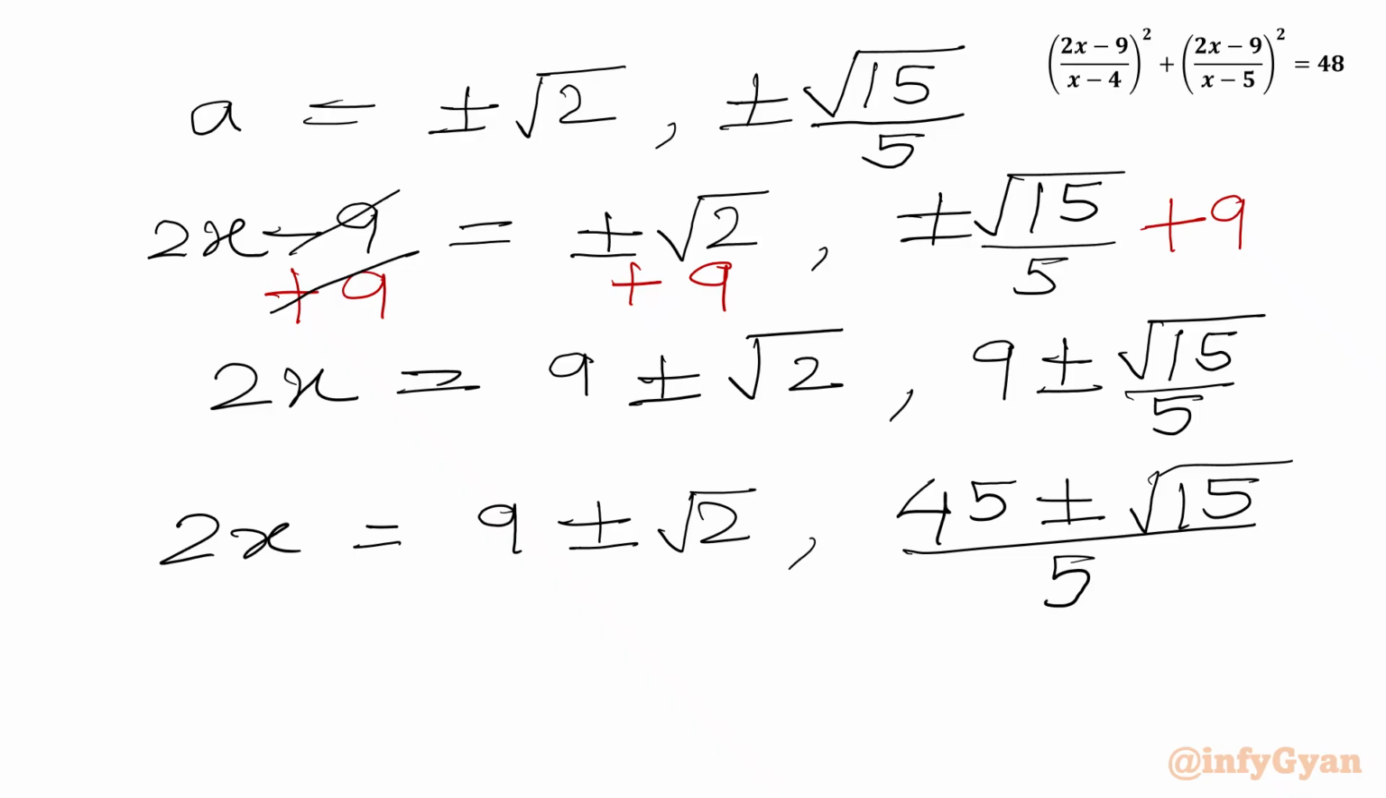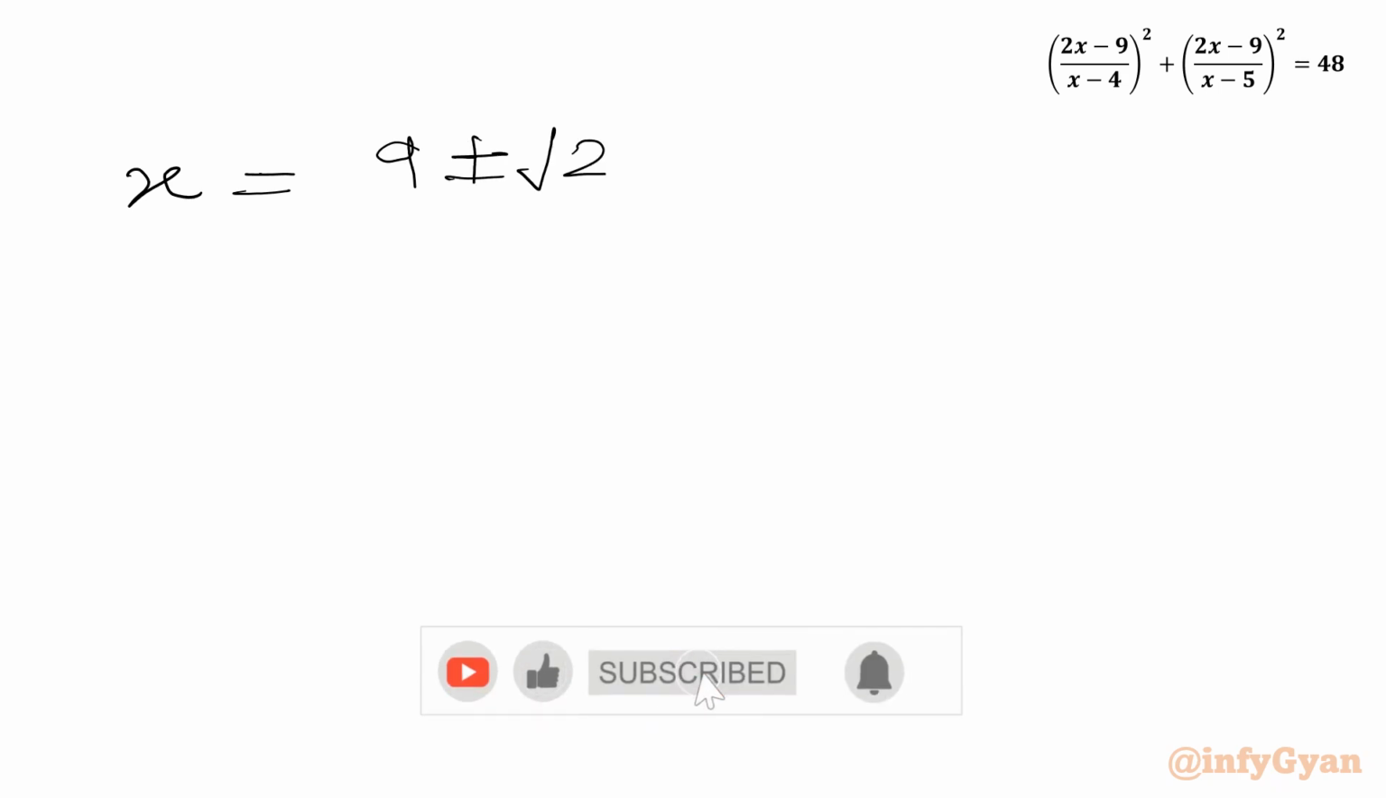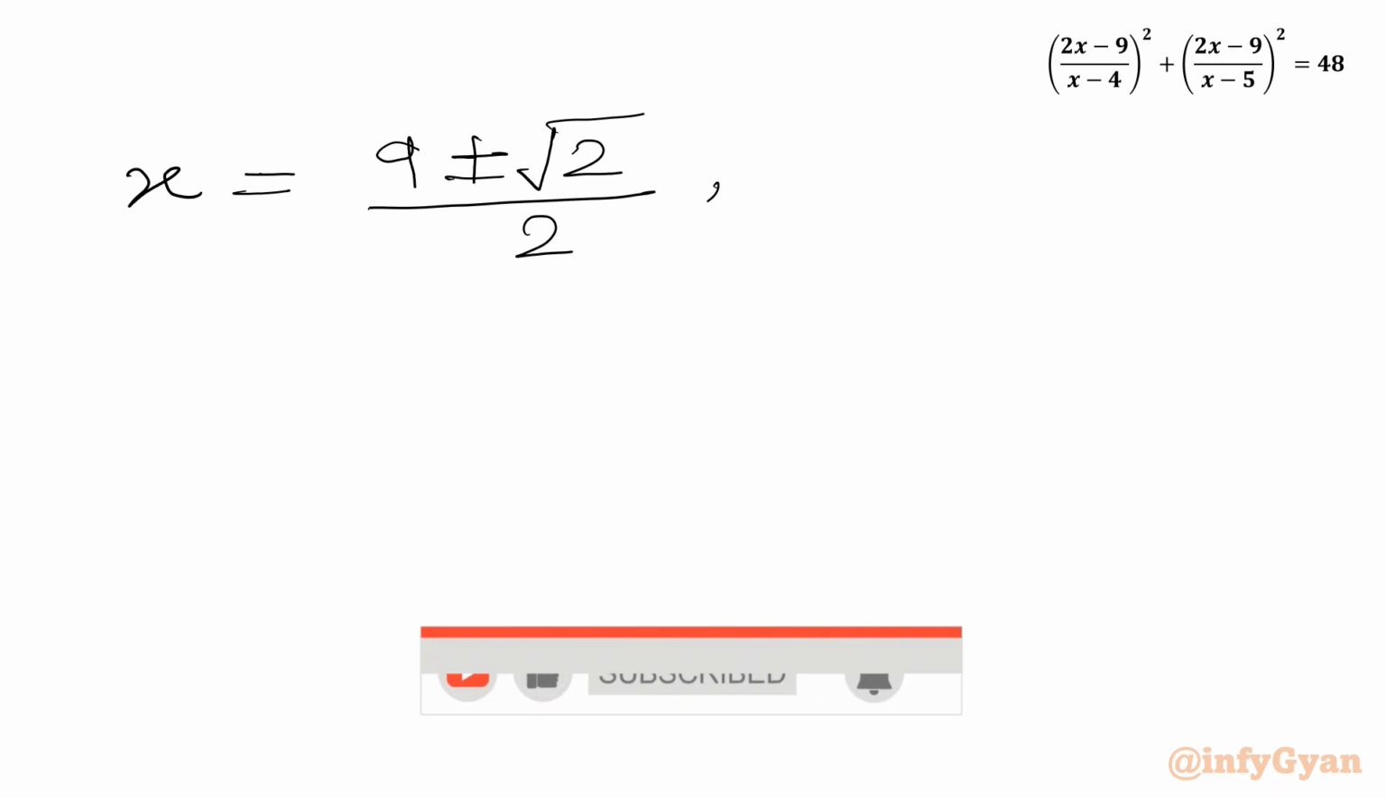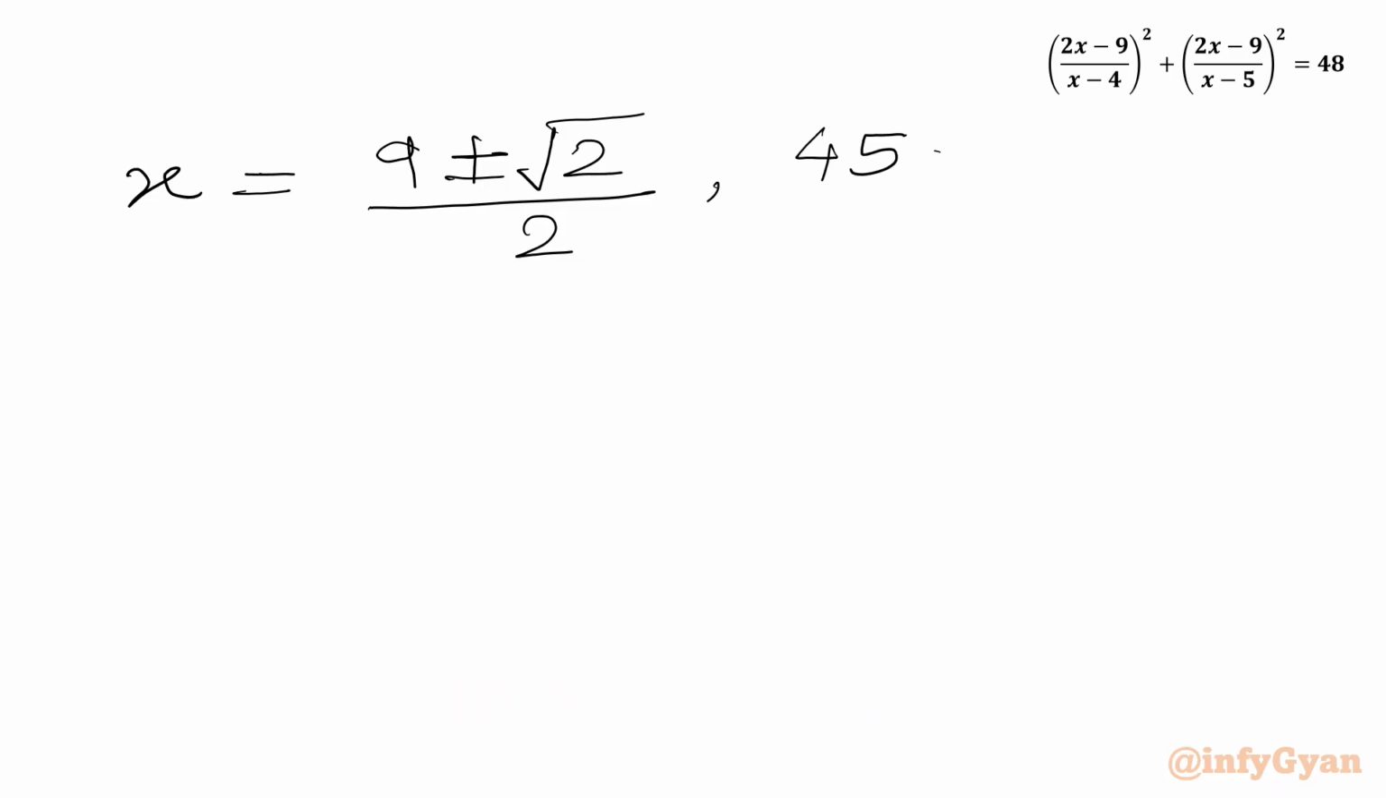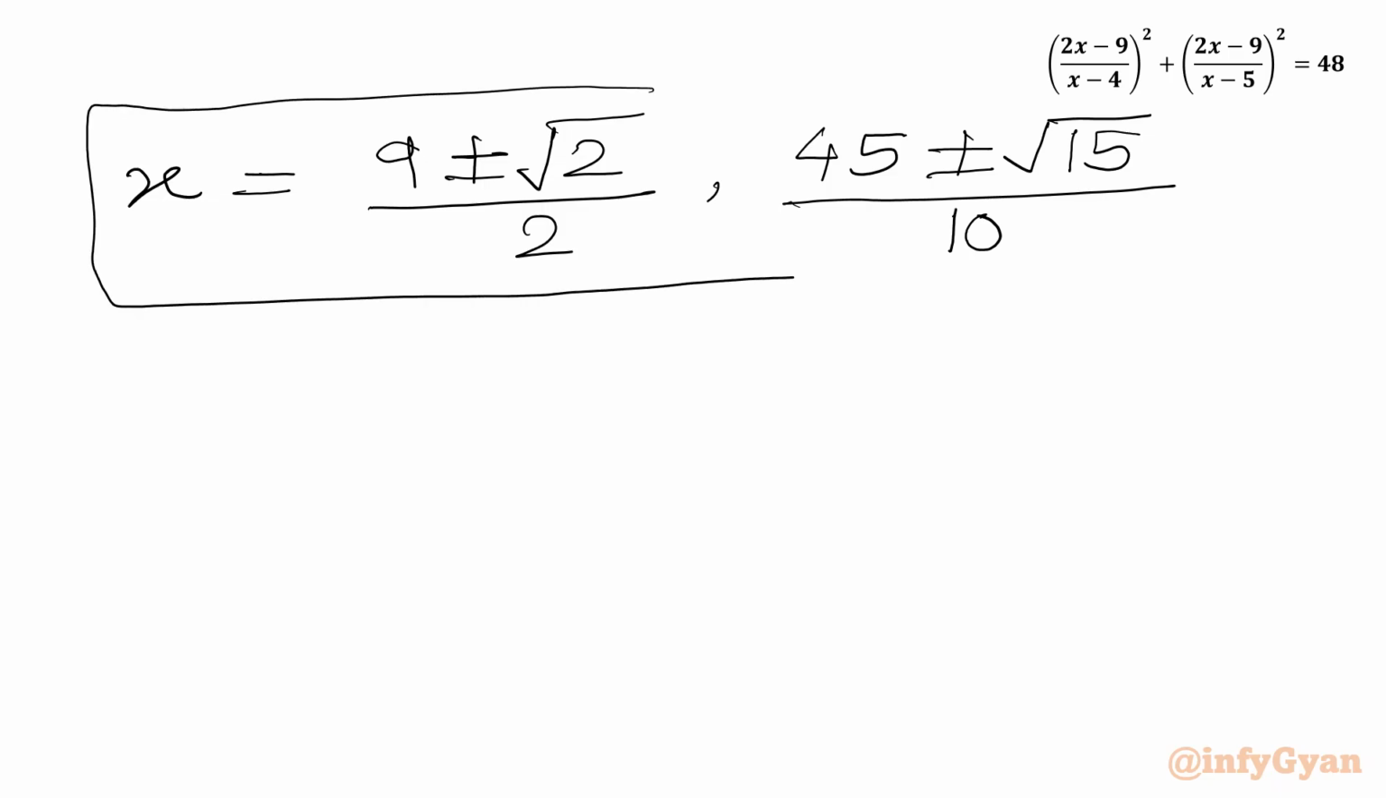Now we will divide both sides by 2 to get our final answer. So let us divide both sides by 2. I will write divided by 2, times 2 in the denominator. So we will get x equal to (9 plus minus square root 2) over 2, and (45 plus minus square root of 15) divided by 2 times 5, which will be 10. So these are our final answers, solutions.